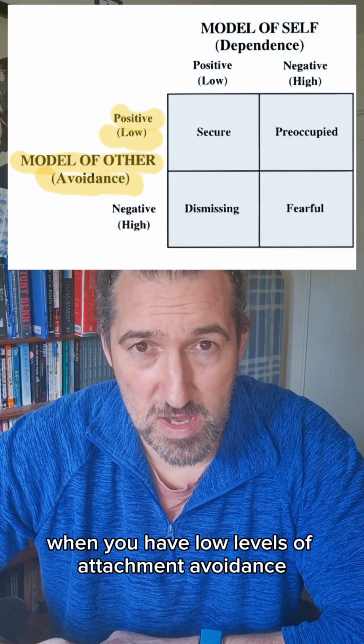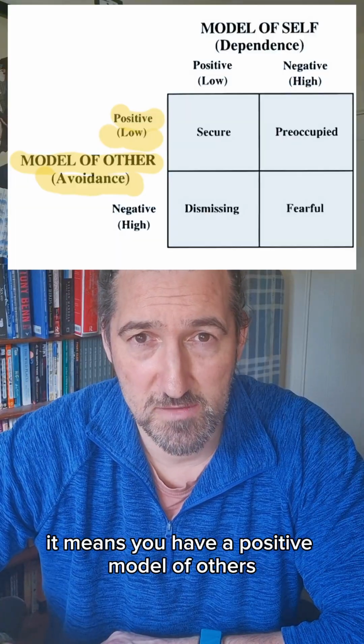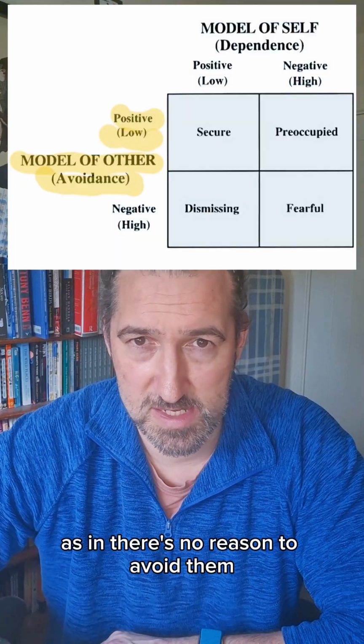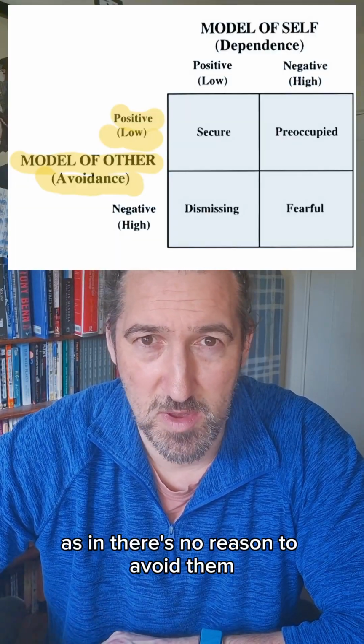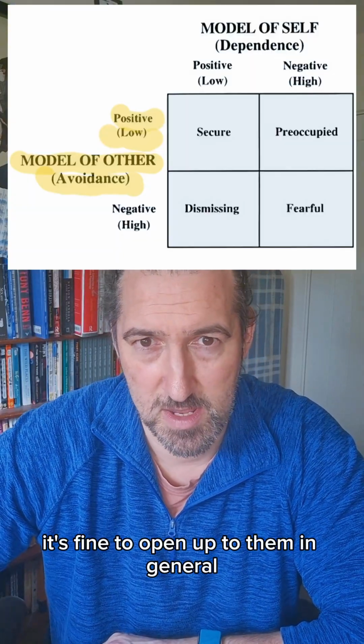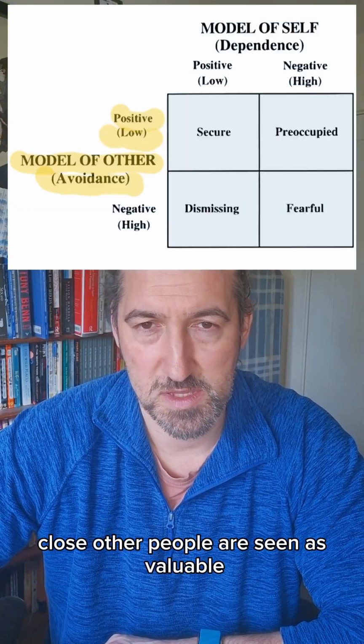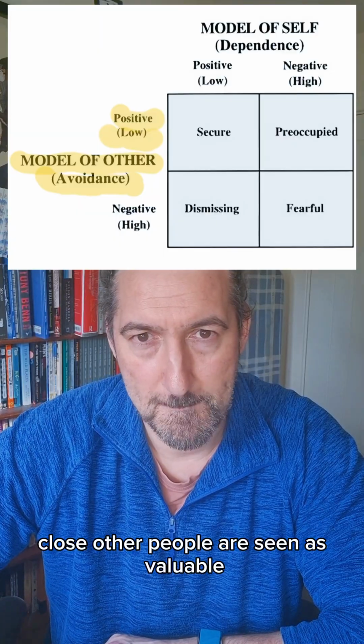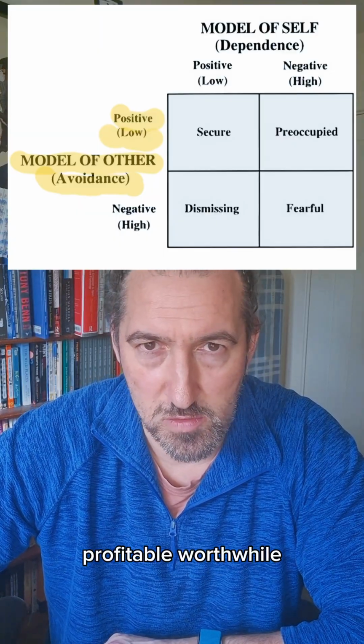When you have low levels of attachment avoidance, it means you have a positive model of others, as in, there's no reason to avoid them. Others are trustworthy. You can get close to them. It's fine to open up to them. In general, close other people are seen as valuable, profitable, worthwhile.